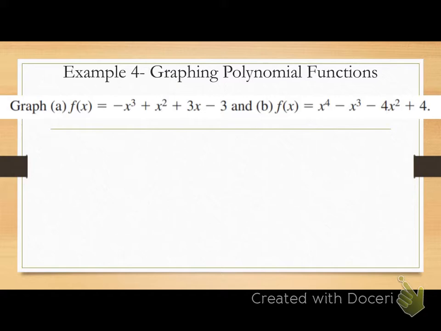So it wants us to graph f of x equals negative x to the third plus x squared plus 3x minus 3. Negative x cubed plus x squared plus 3x minus 3. Just on letter A. What was the first step it told me to do on the previous one? Determine the shape of the graph's middle portion. So I got to plot some points. How am I getting those points again? Create a table of values.